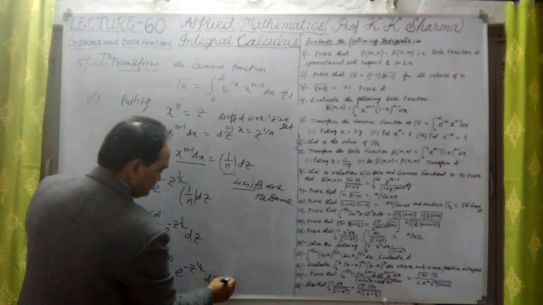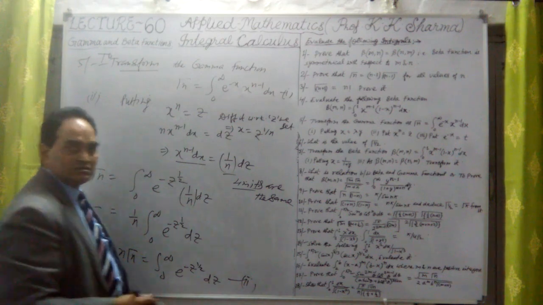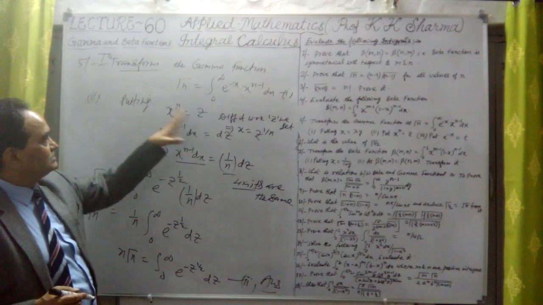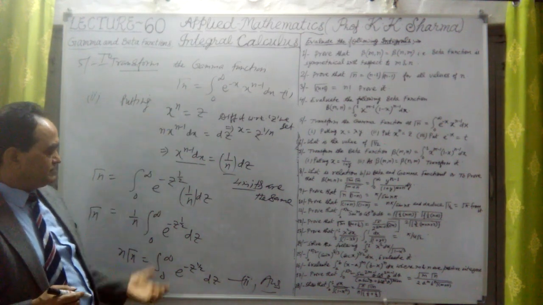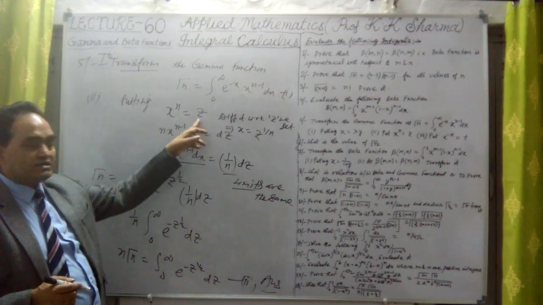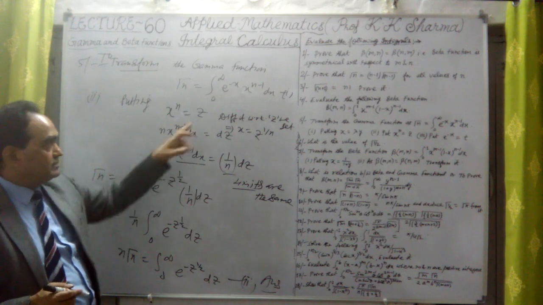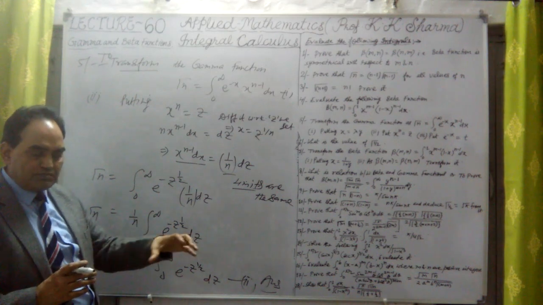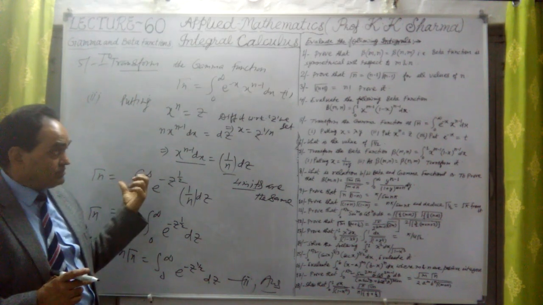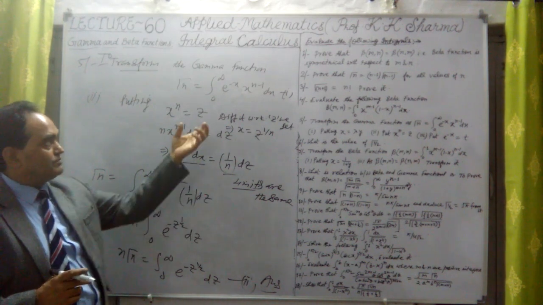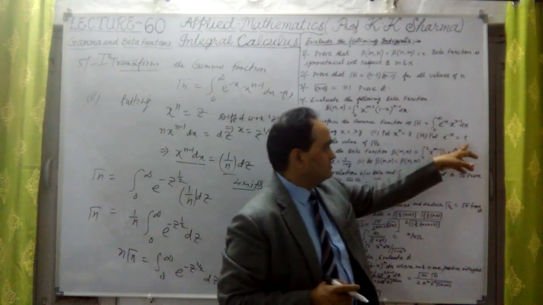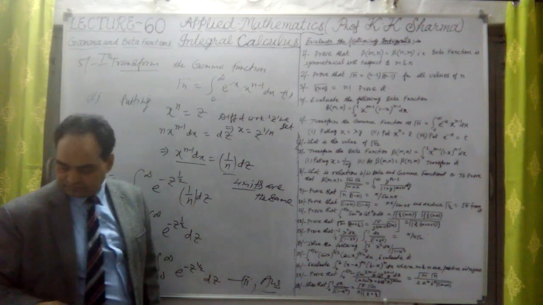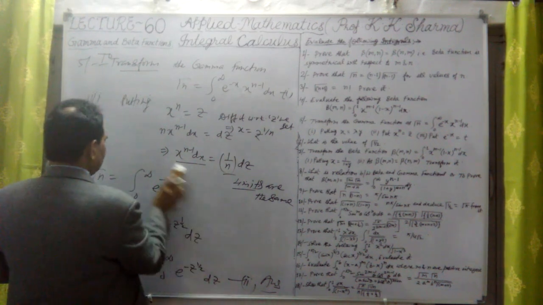This is the second transformation. We have transformed by substituting x to the power n equal to z, and replaced the x value with the z value. In this way, we transform the given gamma function into the required form. Now in the third one, we replace it into t form, e to the power minus x equal to t. That is the third transformation.